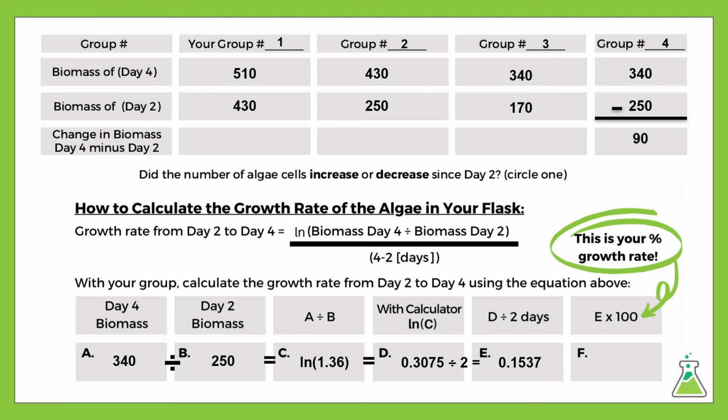This is going to give us 0.1537. Then to make this a rate, we're just going to multiply this by 100, and this is ultimately going to convert that number into a percentage. So now we're seeing that our growth rate for Group 4 was 15.37%. What this is saying is that our algae biomass culture is increasing at a rate of about 15.37% per day. All right, and that is how you calculate growth rate using the natural log function to explain exponential growth. Thanks.